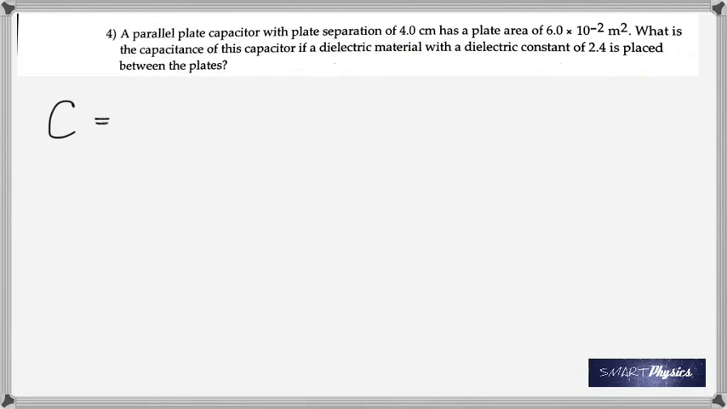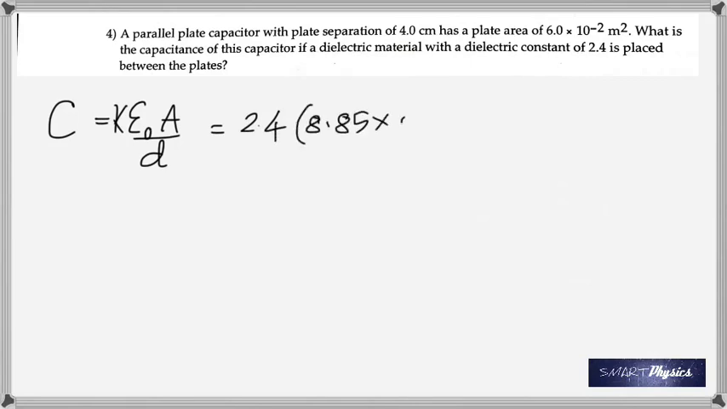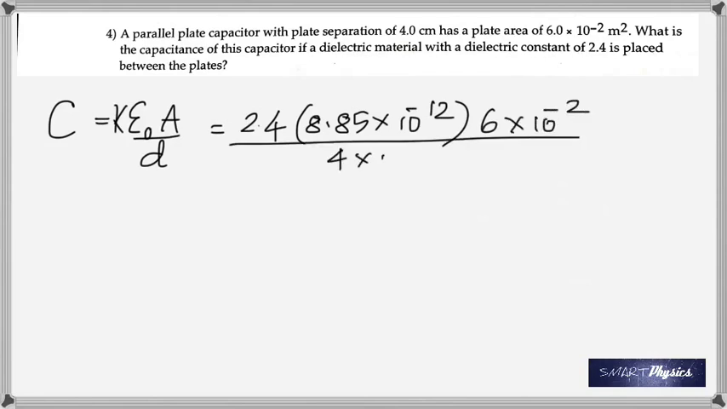And question number 4, a parallel plate capacitor with plate separation, so that's D, and the plate area is given. What's the capacitance with a dielectric of constant 2.4? Straight, just plug it into the equation and you have the answer, 32 times 10 to the negative 12 farad.